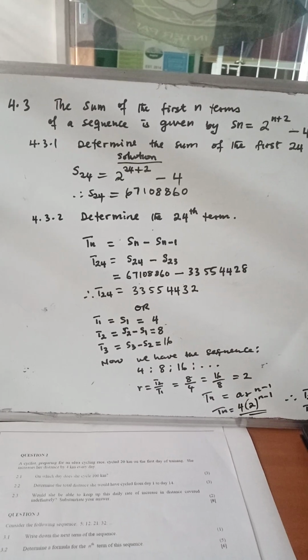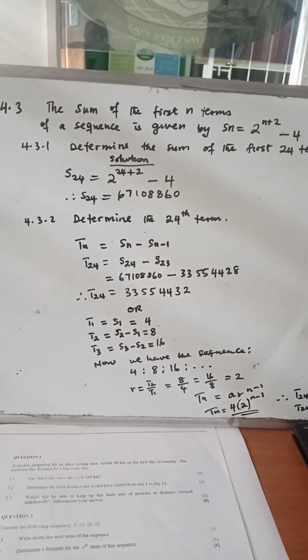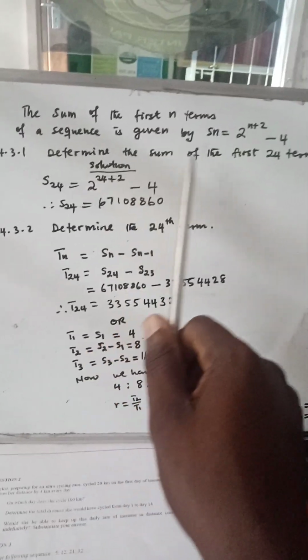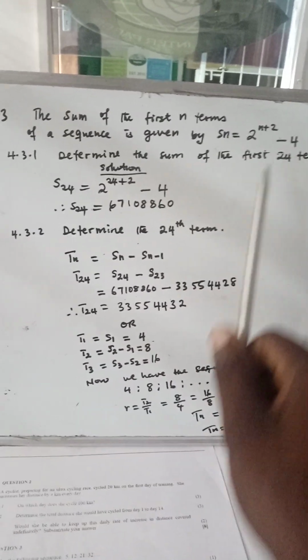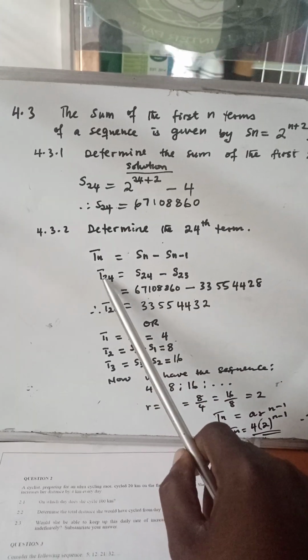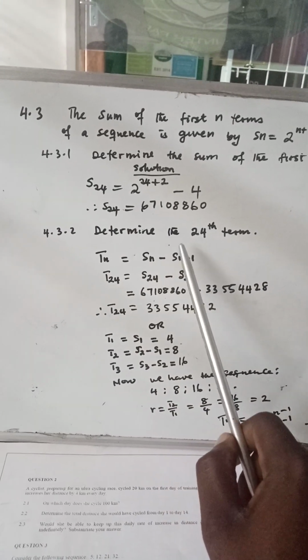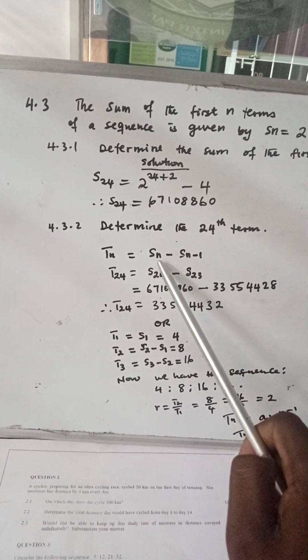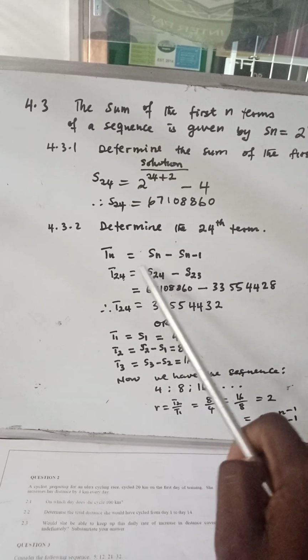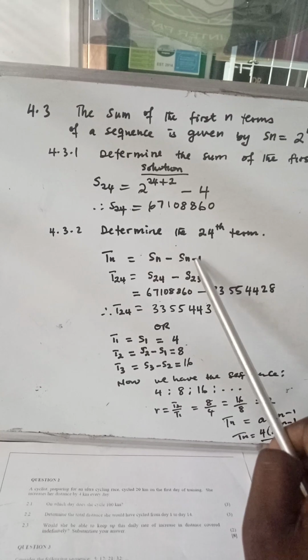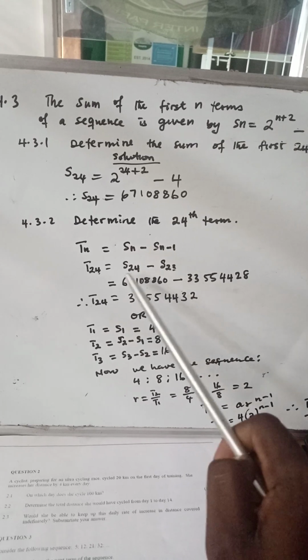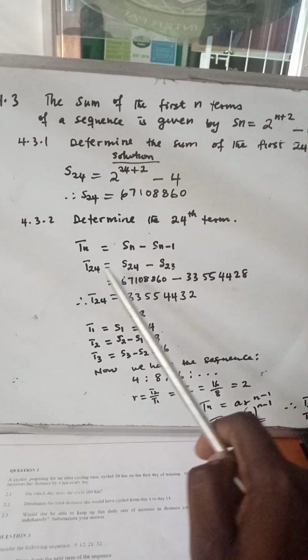It gives you the answer. 4.3.2 says determine the 24th term. This is where most learners struggle. If they give you the sum formula, in this case, and they want you to find the term, we simply say Tn is equal to Sn minus S(n minus 1). What do I mean by that? I'm finding T24, so it simply means S24 minus S(24 minus 1), which gives me S23. So that is the formula you use. S24 minus S23 gives you T24.